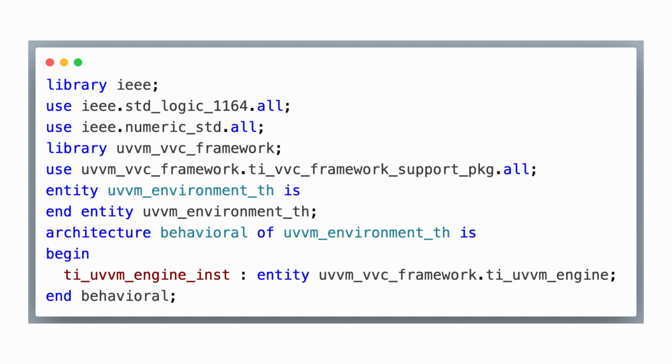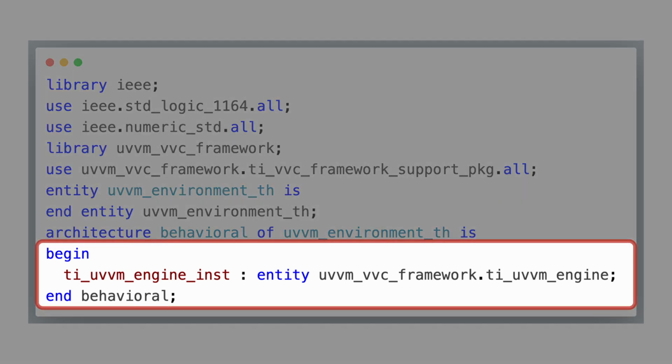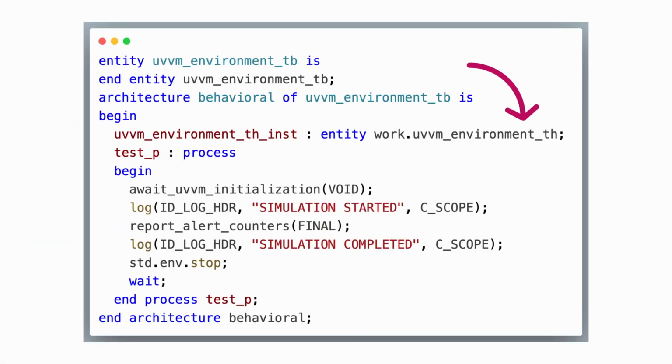Let's start with the test harness. Because this is a minimalist example, we will include neither a design under test nor verification components. We'll just set up the infrastructure so that they can be added later. The test harness instantiates the UVVM engine, whose job is to initialize the verification environment. The test bench instantiates the test harness and waits for the initialization of the UVVM environment to complete. After that, the verification environment is ready to start running tests.